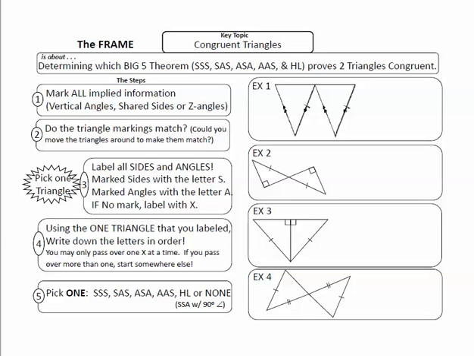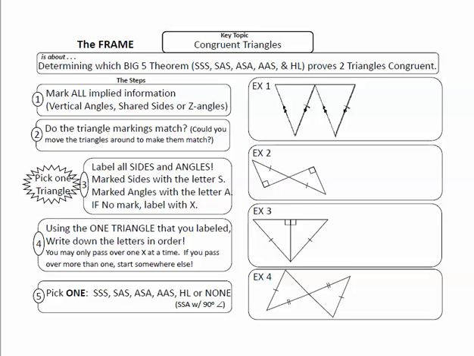So this looks almost identical to the frame that we did last class. The only difference is today we're going to actually have implied information because our triangles are going to be glued together. So we're going to have to mark information before we go through steps 2 through 5. So if we look at example number 1, these angles, this triangle are actually glued together at an angle.